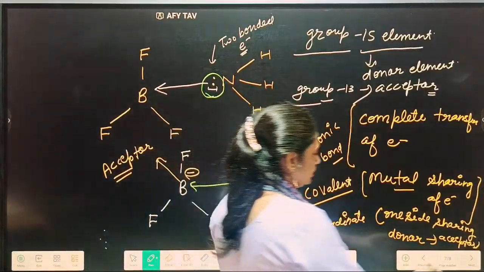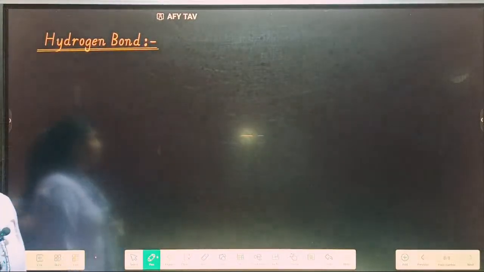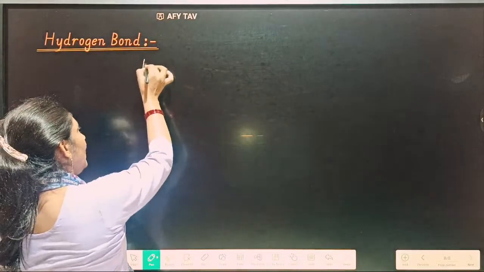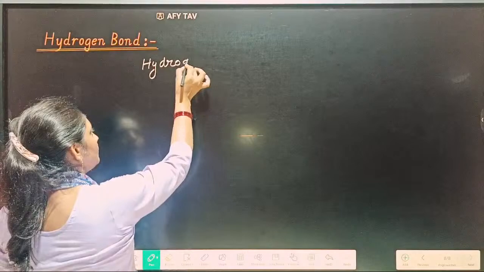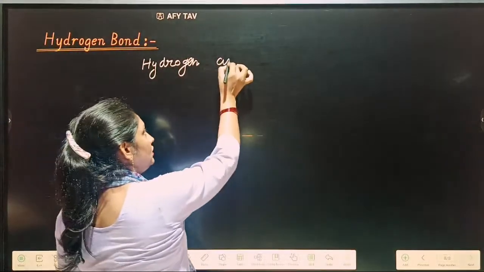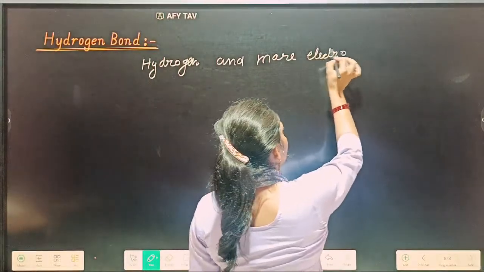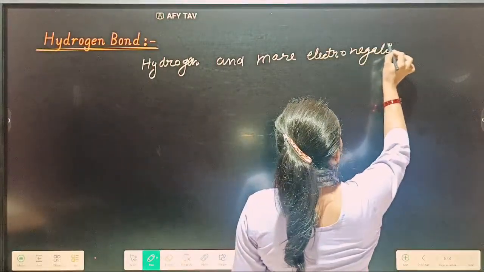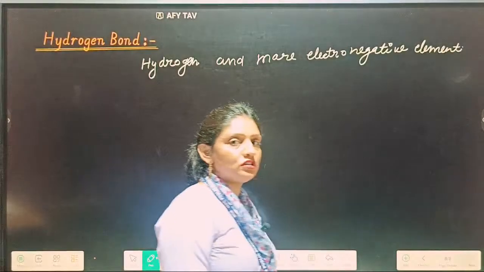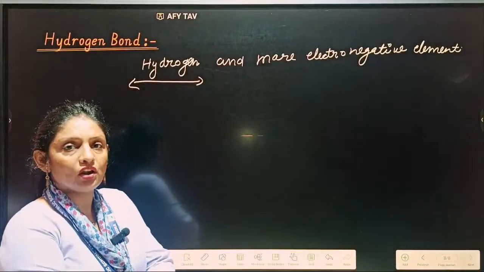One more type is the hydrogen bond. So now we will discuss the hydrogen bond, students. In hydrogen bonds, bond formation takes place between hydrogen and a more electronegative element. Students, hydrogen must be present because the bond will be between hydrogen and a more electronegative element.